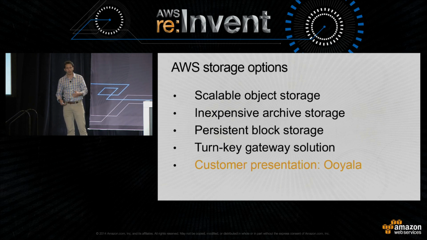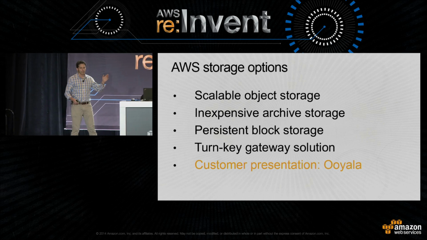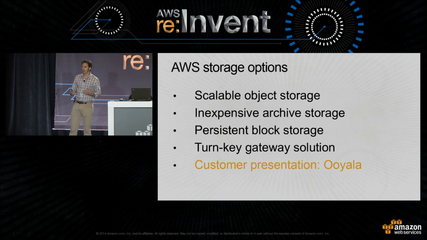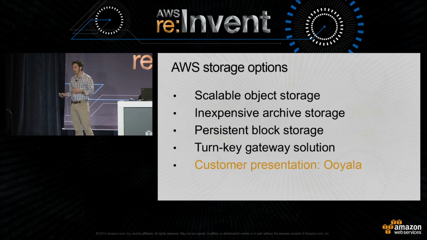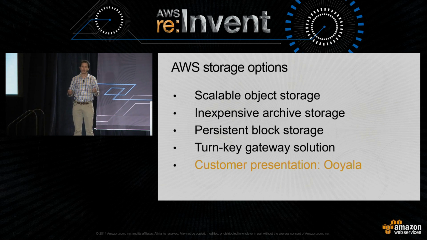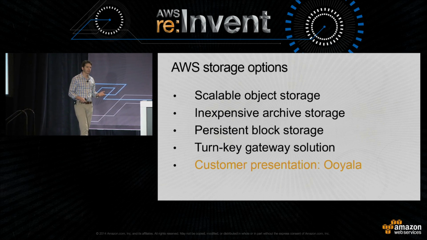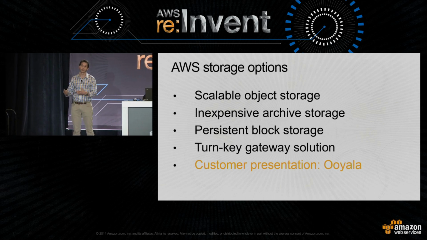And so we're going to first talk about scalable object storage. This is an optimal approach for storing a large number of files, anything from office documents to movies, audio, and photos. Then we're going to quickly discuss how to best manage and store infrequently accessed data sets. This is where we're going to talk about inexpensive archive storage.